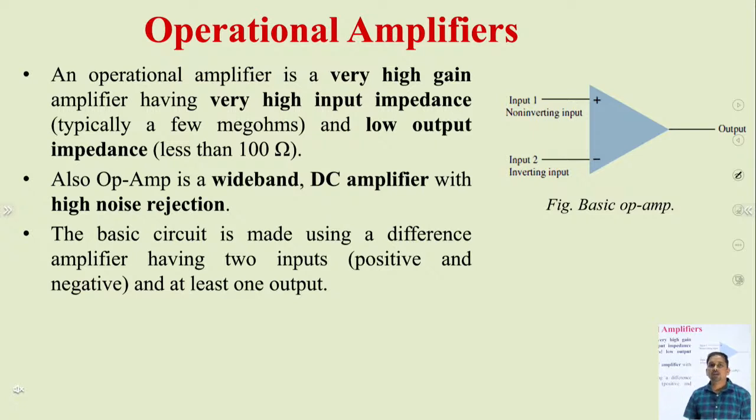So we can see the symbol for the operational amplifier. The symbol has two inputs. One is called the inverting input and the other one is called the non-inverting input. Positive we can treat as the non-inverting input, whereas negative we can treat as the inverting input. The device has only one output. So we have utilized here only three pins: one corresponding to inverting, one corresponding to non-inverting, and the other one is the output.